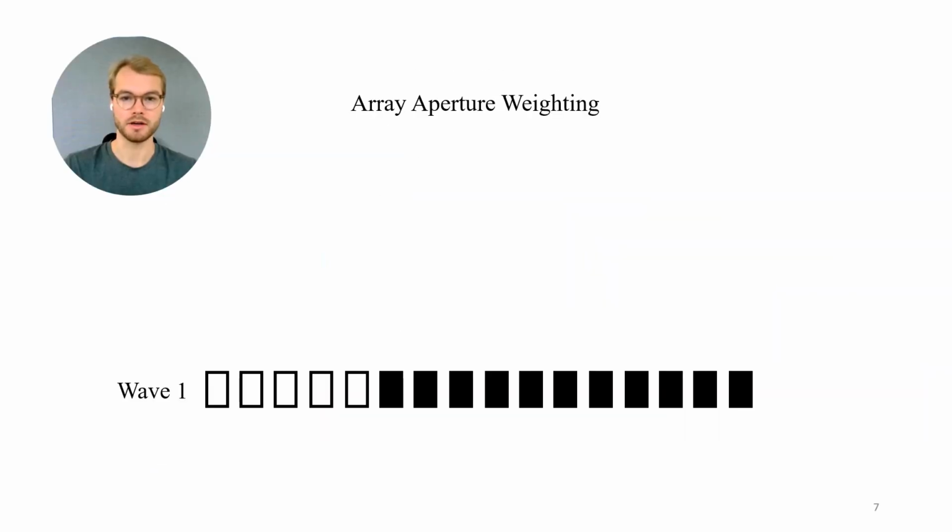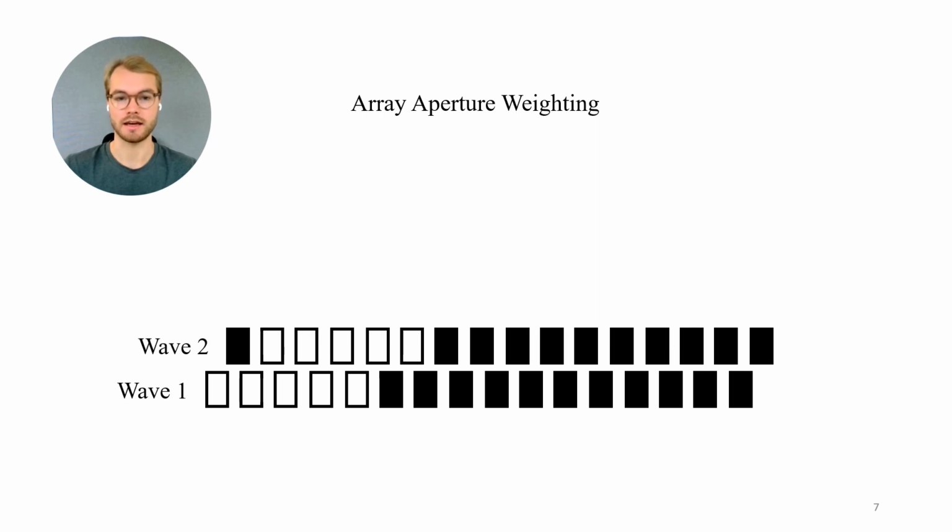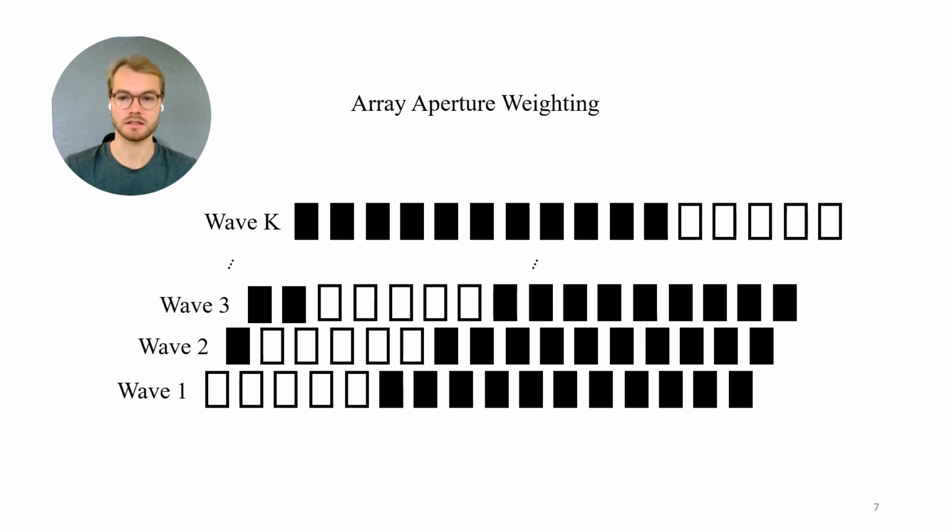The array aperture weighting can, for example, look like this. Here we show the first wave transmission, with white elements being the active and black elements being inactive. This is a stepped scan sequence, and we can see that for the second transmission, the active aperture has shifted, and this continues until we reach the last transmission K.